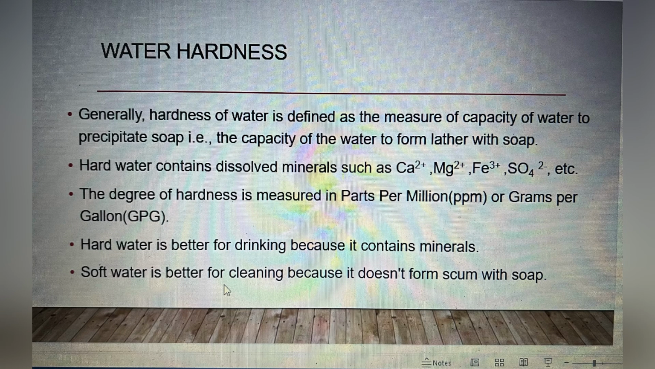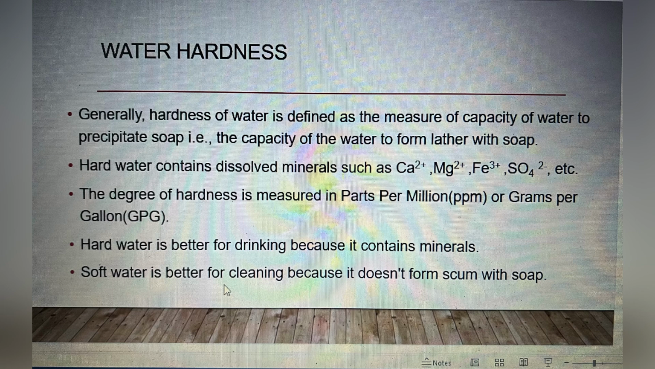Generally, hardness of water is defined as a measure of the capacity of water to precipitate soap. That is, the capacity of water to form lather with soap. Hard water forms scum, a precipitate, with soap. Soap containing sodium stearate reacts with hard water to precipitate out calcium magnesium stearate. It is therefore unsuitable for laundry. It is harmful for boilers as well because of deposition of salts in the form of scale. This reduces the efficiency of the boiler also.